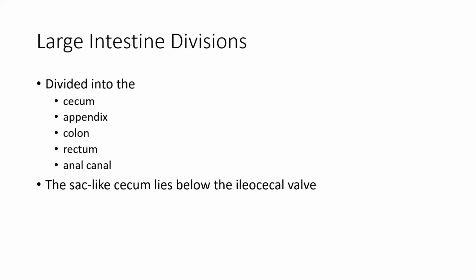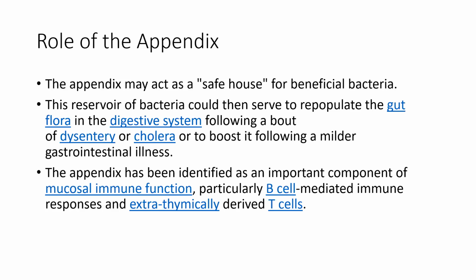Now, so large intestine, we have the cecum, the appendix, the colon, which has 3 parts to it, the rectum, and the anal canal. And so the cecum, the first part, is this area directly below the ileocecal valve. Everything that's indigestible has come in through the ileocecal valve and drops into this pouch. So now the appendix has a couple different roles here.